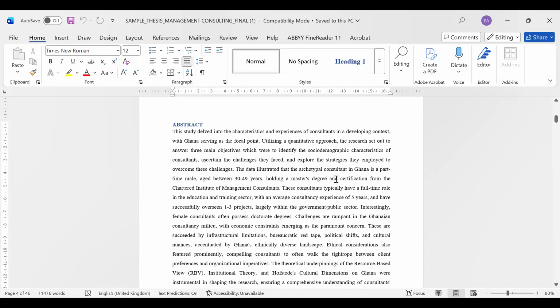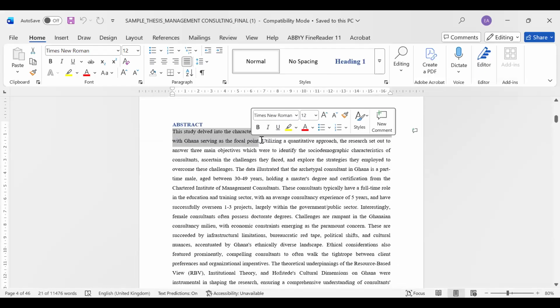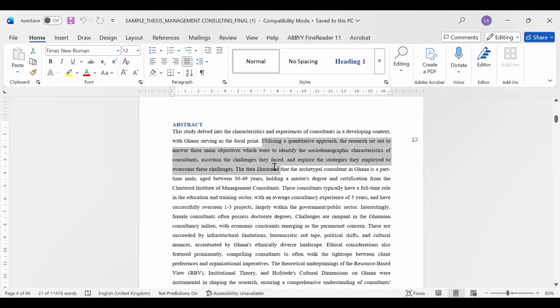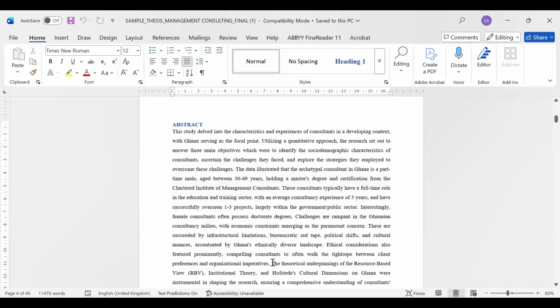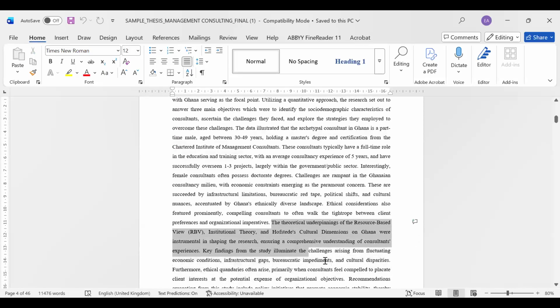The other thing you should note, like the way I taught you: you need one line to give us the premise or the background, one line to talk about your methodology and your objectives or research questions, and one or two lines to talk about your major findings, which I am highlighting here. Then one or two lines to talk about the theory you used to do the work. You can switch the order for the last two things I have just shown you.